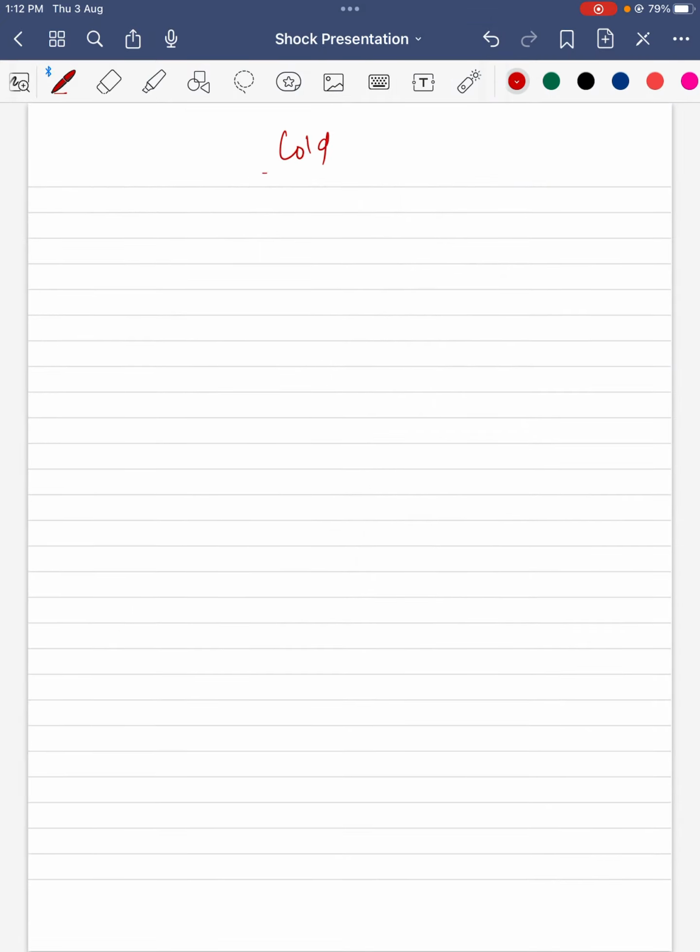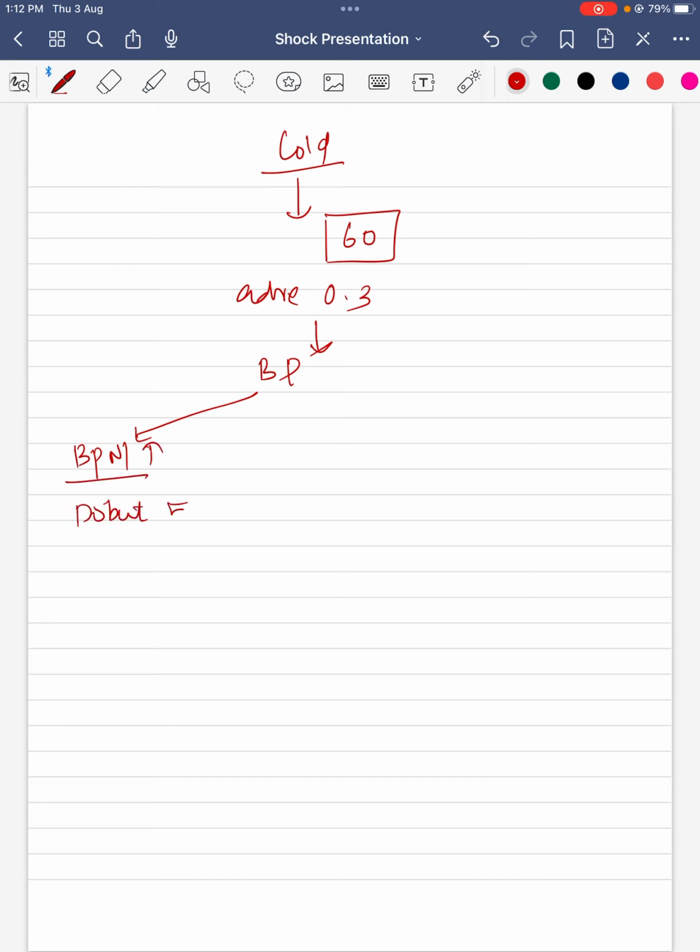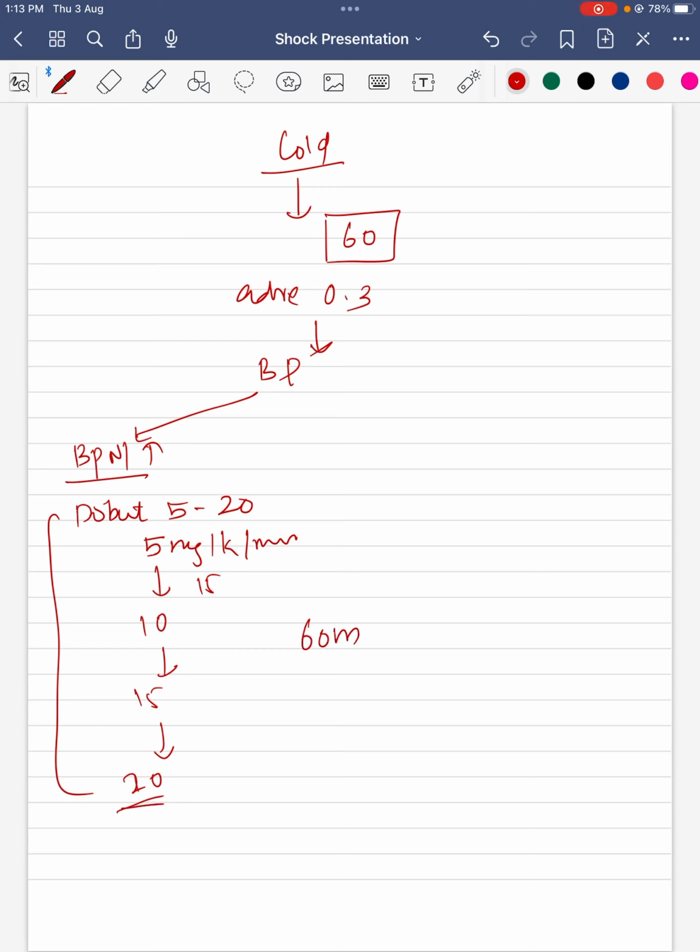So a cold shock patient, you came by 60 minutes, you reached up to adrenaline 0.3, then you check the BP. BP normal or increased, then add dobutamine. The dose of dobutamine is 5 to 20. Initially start with 5 microgram per kg per minute, then after 15 to 20 minutes increase to 10, then 15, or even up to 20 you can go. So by the next 1 hour the child will be on the maximum dose of dobutamine.